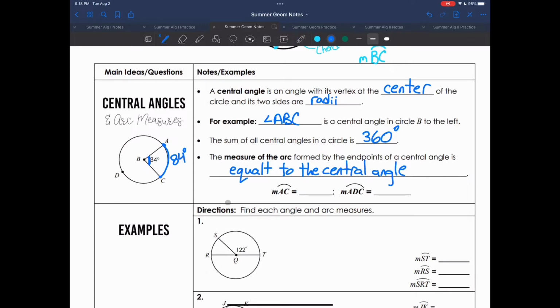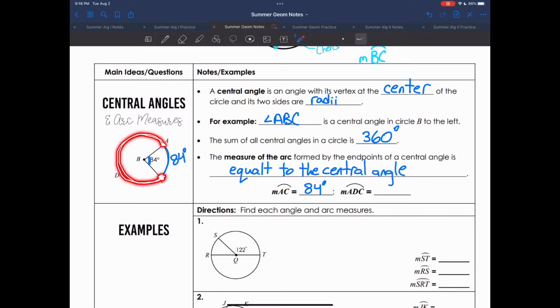Okay, so we can probably fill this out now. The measure of arc AC is what we just filled in. Well, that would also equal 84 degrees, like we just said. Now they want you to find also the measure of arc ADC. So be careful when you locate that arc, ADC. That means you start at A, you go through D, and end up at C. So what would be the measure of this big arc right here?